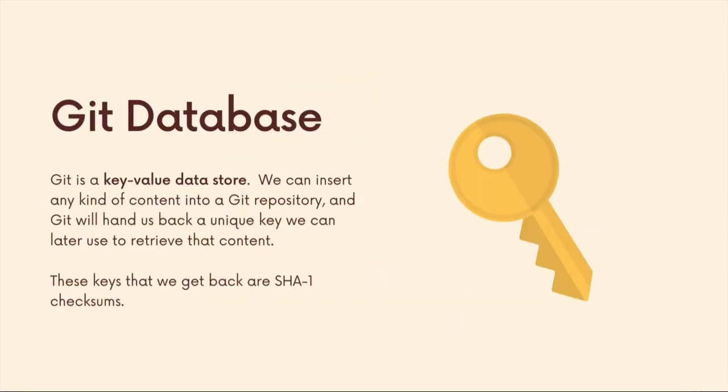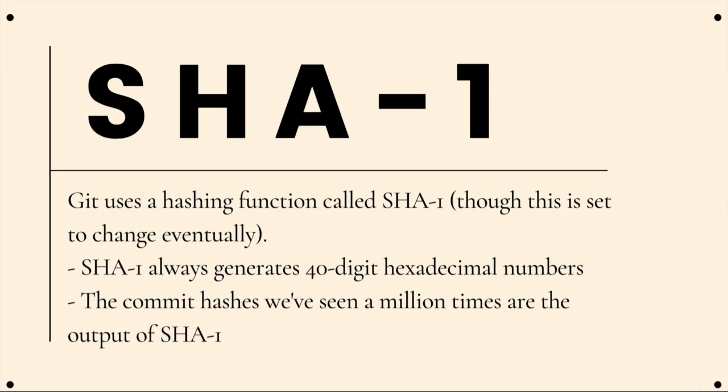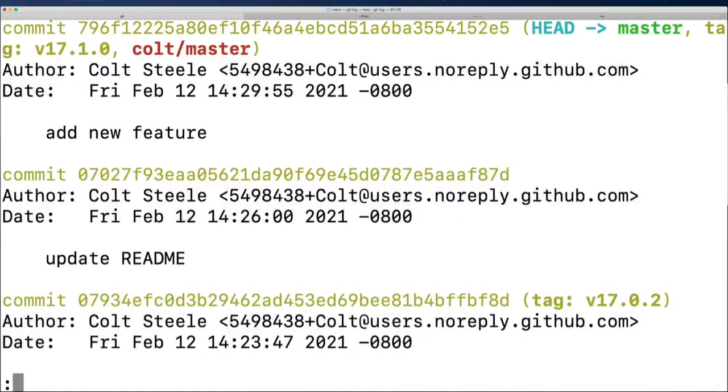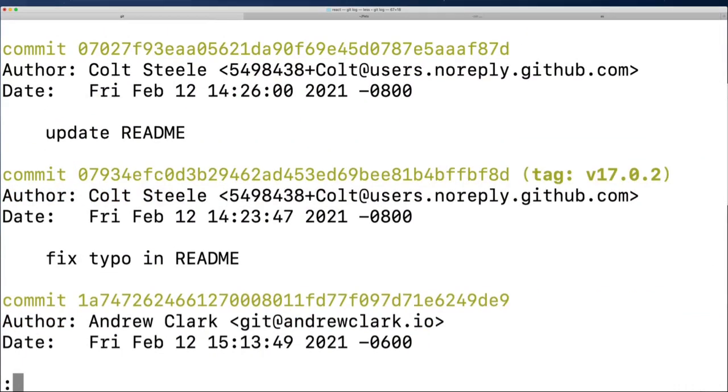So that's coming up. Okay, so if you skipped the last video because you know hashing functions, the only thing you missed relevant to Git is that Git uses a specific hashing function called SHA-1. Although this is set to change eventually, it still uses SHA-1. It generates 40-digit hexadecimal numbers, exactly what we've been seeing. This is the output of the SHA-1 algorithm. This is as well. And these are commit hashes, right? 40-digit commit hashes. But Git actually uses SHA-1 in many, many other places, not just to generate commit hashes.